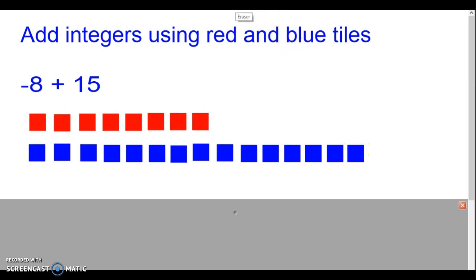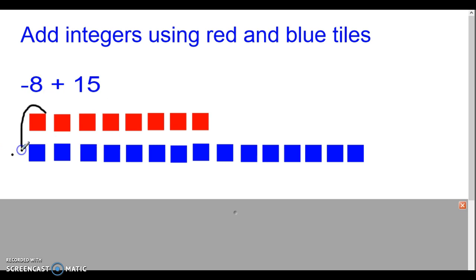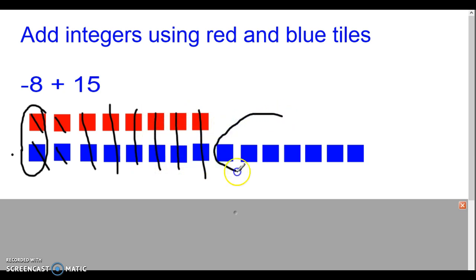Now a negative and a positive equals 0. So this right here, a negative and a positive chip would equal 0. So this together would equal 0. This together would equal 0. 0, 0, 0, 0, 0, 0. So now what I have left over is all of these blue chips. So -8 plus 15 would equal 1, 2, 3, 4, 5, 6, 7.